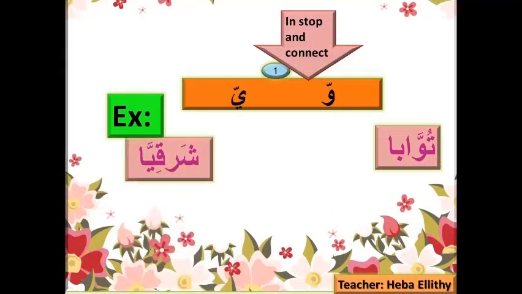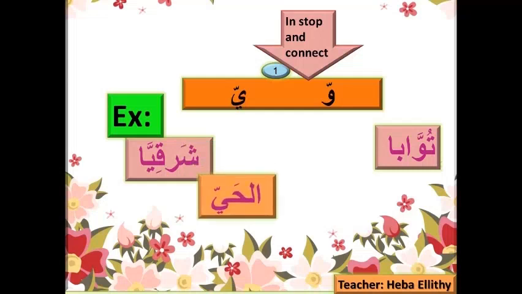Second example here is Sharqiyya. If I don't make number, it will be Sharqiyya. It's like one ya, or like a stretching ya, which is wrong.